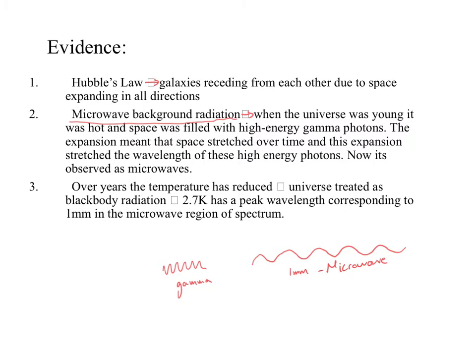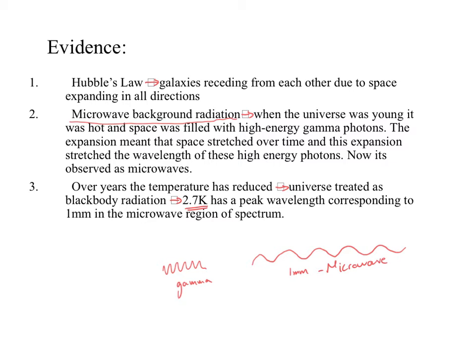The microwave background radiation was actually discovered by accident using a satellite, and they also found that it corresponds. Since over the years the temperature has reduced, they have found that the temperature of the universe now is 2.7 Kelvin. That's really, really low.